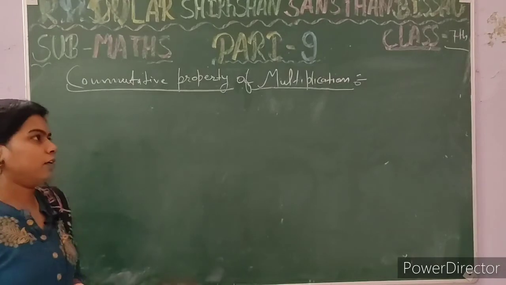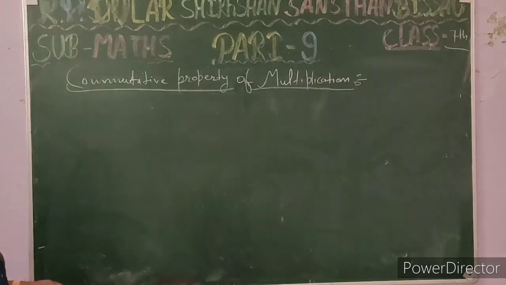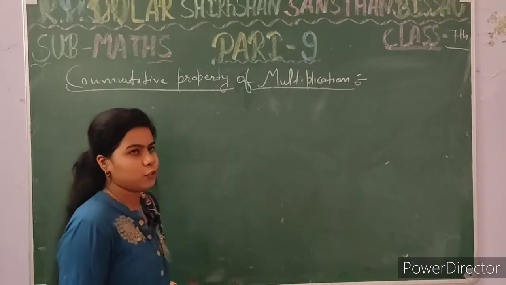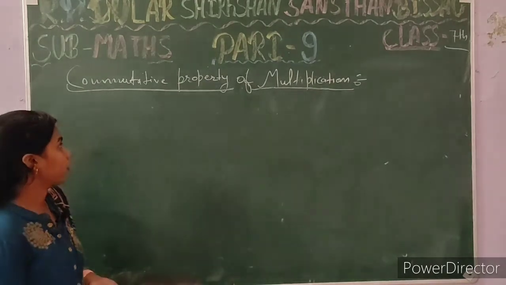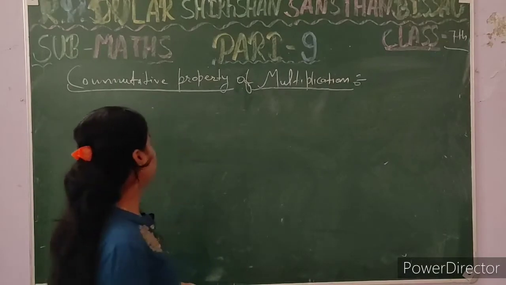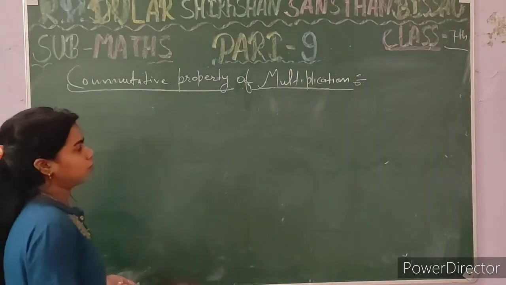Okay, today is part 9. Our subject is math. Today is the commutative property of multiplication. In the previous class, part 8, we studied the closure property of multiplication, and in today's class I will tell you about the commutative property of multiplication.